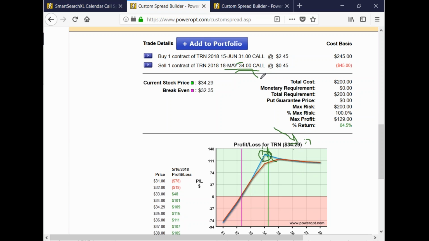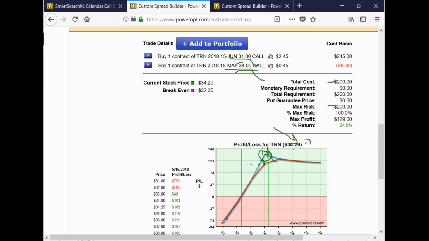I'll roll the May 18th out. I may even roll the call up as well to lock in, take my risk down from $200 down to about $50 by taking the gain I have in the call already. It's about $1.25.